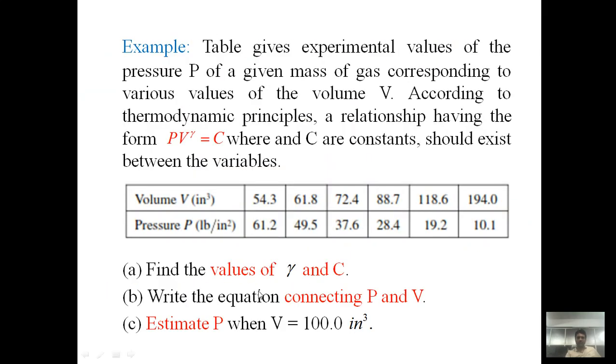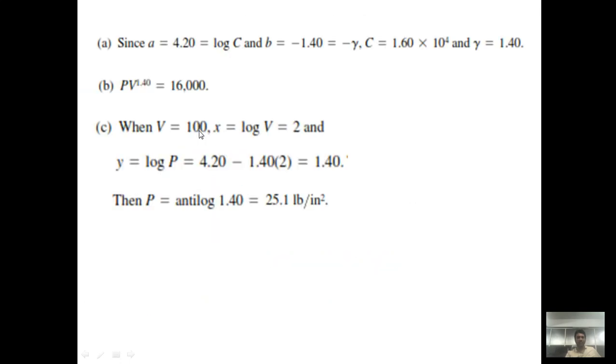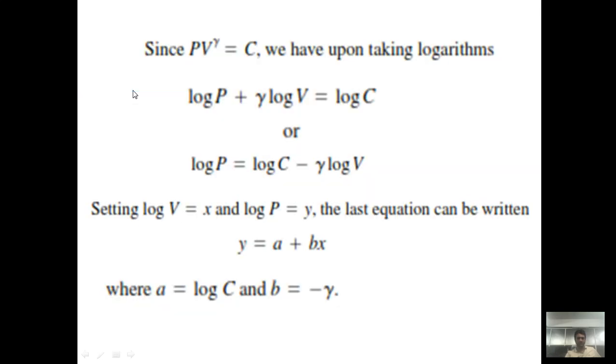Second option, write the equation that connects the pressure and volume. That is, what is the relation between pressure and volume? The standard relation is PV raised to gamma is equal to C. These are nothing but the connection between P and V. But here these are unknown, so just plug in the values. So PV raised to gamma is equal to C, where gamma is 1.40 and C is 1.6 into 10 raised to 4, that is nothing but 16,000. So this is the connection between pressure and volume.